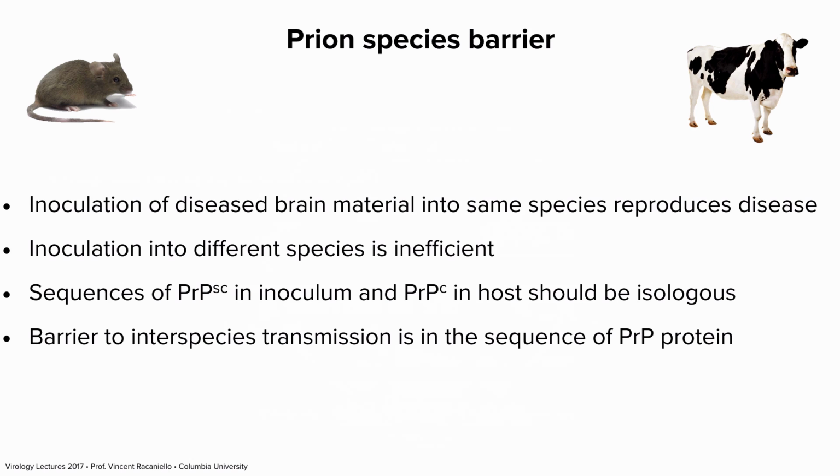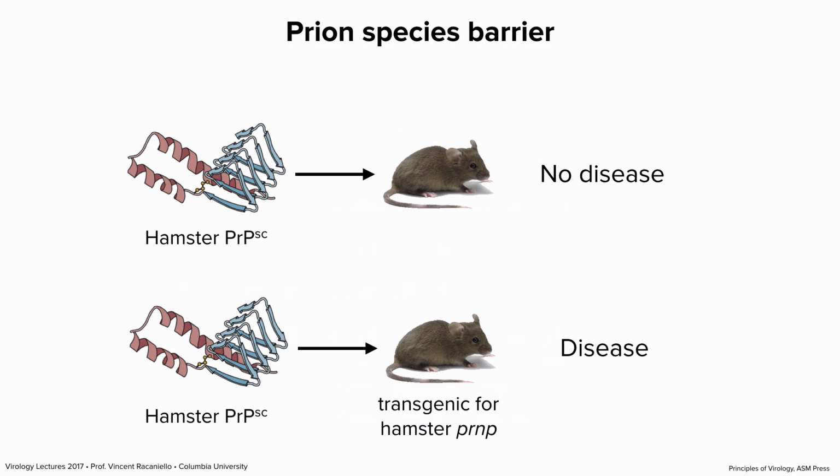Now, a last consideration here, there is a prion species barrier, and that means that putting a misfolded protein into the wrong species is often inefficient. So most of the time, the prion that you inoculate into the host, the misfolded protein, and the host protein should be the same protein. All right, so the sequence of this prion protein causes tropism. And here's an example of that.